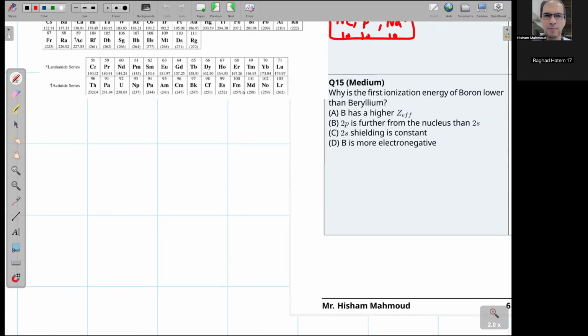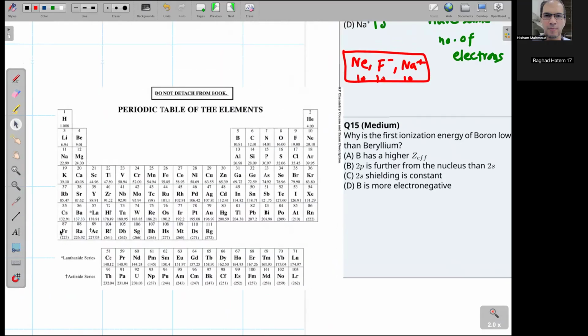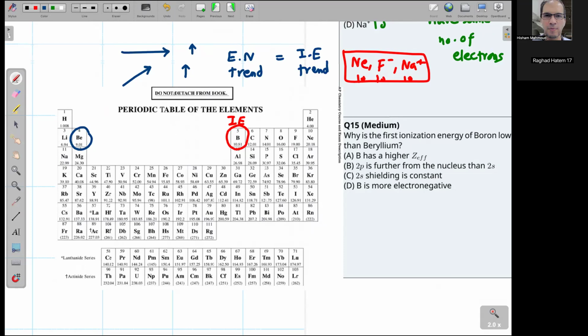So let's see, beryllium and boron. I will not explain this a lot because we explained it in day one, but I will say it fast. Should the boron have more or less ionization energy than the beryllium? I know that as I go to the right, the ionization energy increases. As I go up, the ionization energy increases. The trend of the electronegativity is the same as the trend of the ionization energy. As you go up and to the right, it will increase.